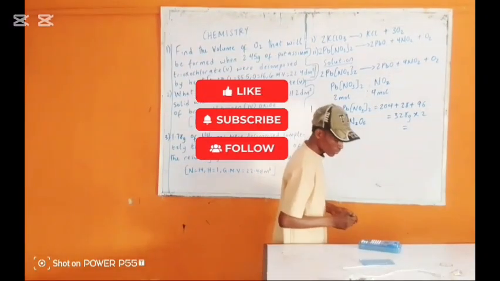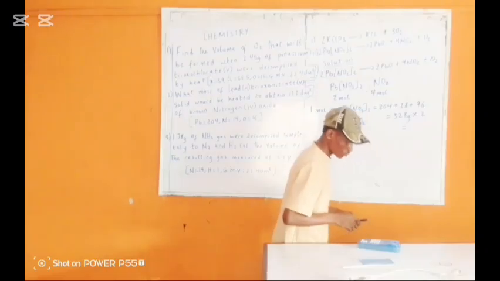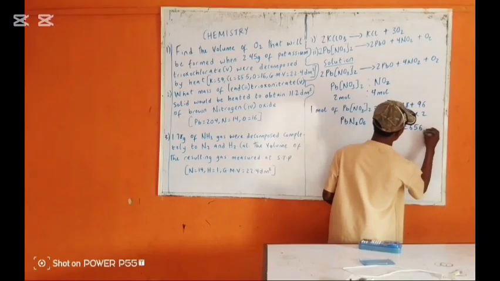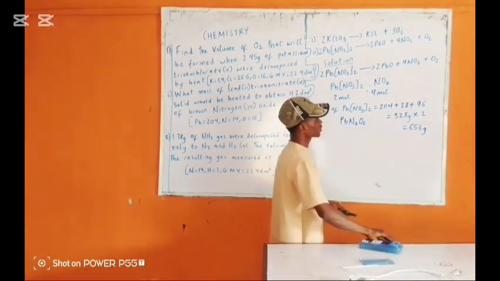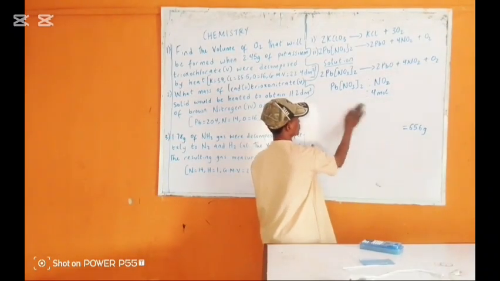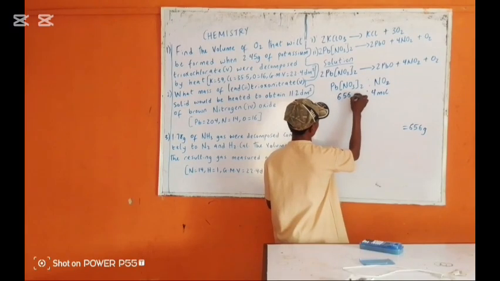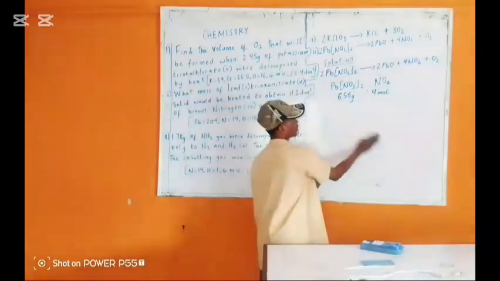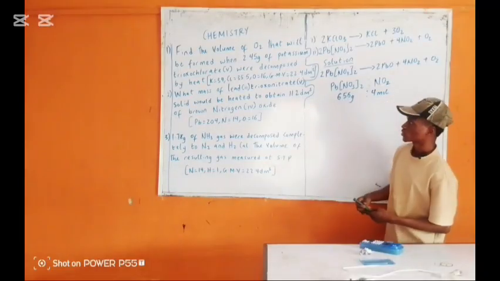So we have 328 multiplied by 2, which is 656 gram. So 2 moles weigh 656 gram. Now, how about this one here? Are we going to leave it as mole or convert it also? What's the question?